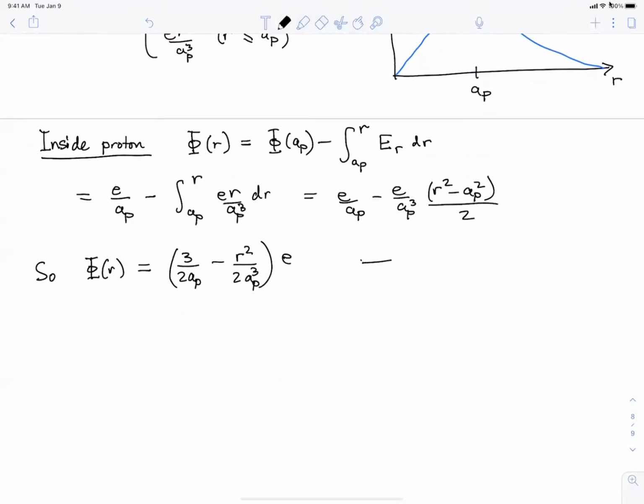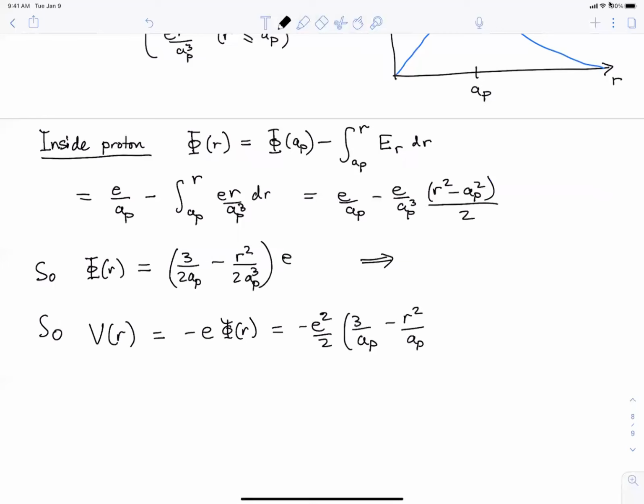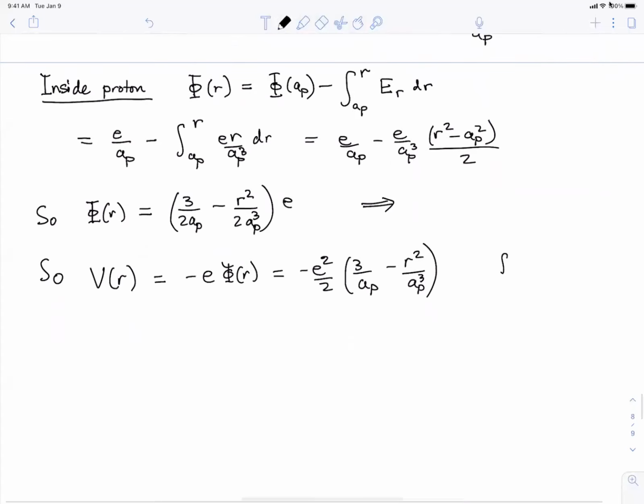And now once we have the electrostatic potential, that tells us that the electrostatic energy of the electron is minus E, because the electron has charge minus E, times phi of R. So this is minus E squared over, let's write it like this, E squared over 2, 3 over a proton minus R squared over a proton cubed. Okay, so that's what should have gone in the Hamiltonian for r less than the proton radius.